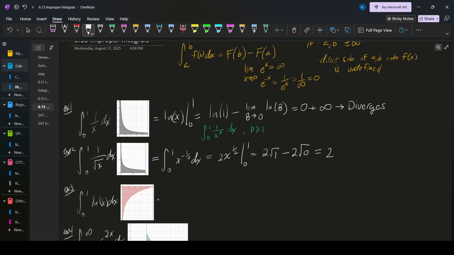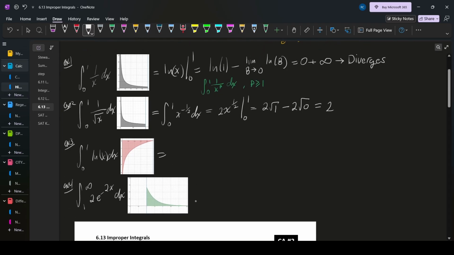Let's look at the third one. Natural log of x. Now, I gave you this question to see if you can remember how to find the integral of natural log of x. It's not 1 over x. That's the derivative of natural log of x. Pause the video now to see if you can remember how to solve for this.